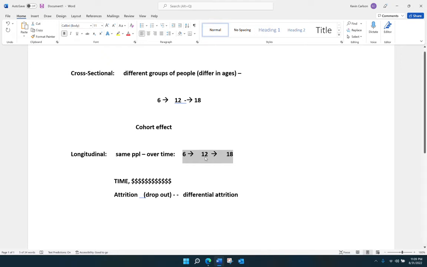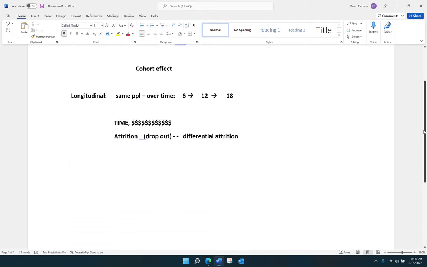Maybe you selected a really diverse sample at age 6, but you find out that the people who are in poverty are dropping out more. So you're losing them. You can't study them. That can really affect the ability of the researchers to generalize their findings of the study. So attrition is also a disadvantage, especially if it's differential attrition. You expect some attrition, but you don't want differential attrition.